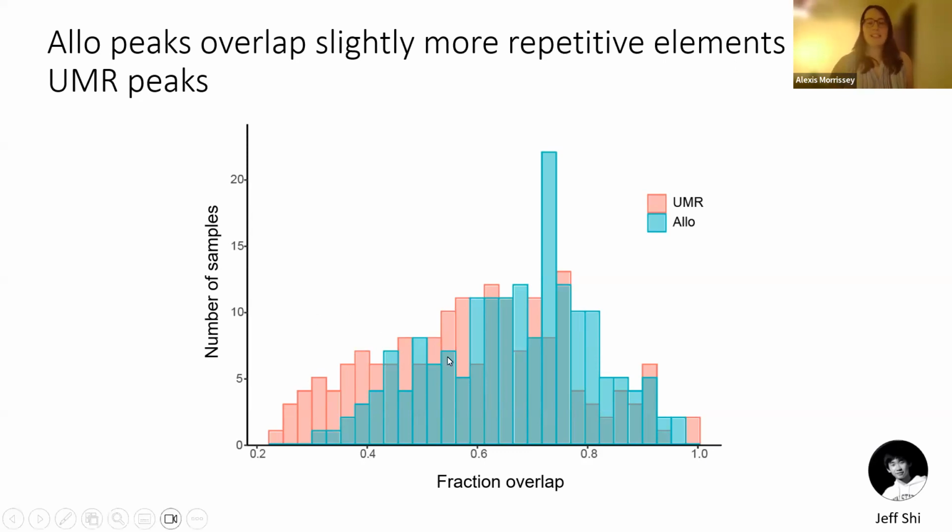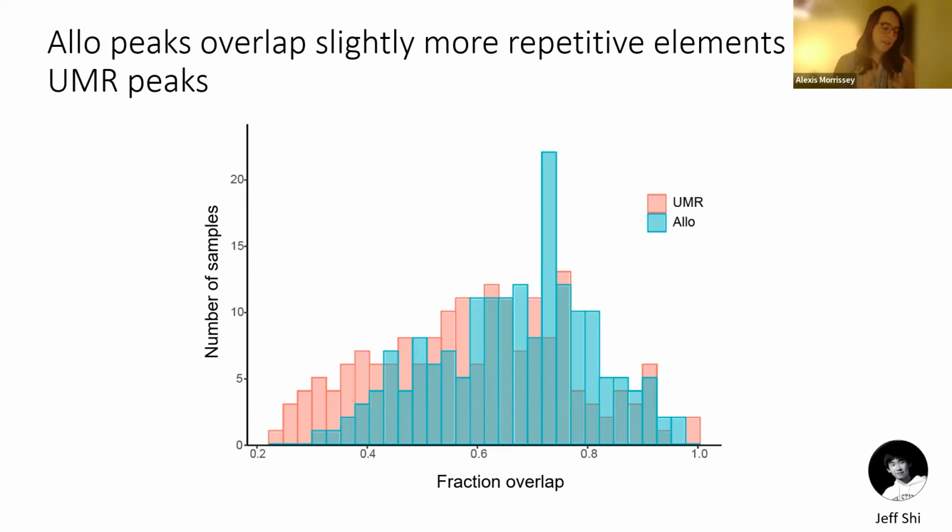Another thing to note is these are very high fraction overlaps. The reason this happens is because we used RepeatMasker annotations, and RepeatMasker is quite liberal in its annotations of repetitive elements. So it isn't surprising that a lot of uniquely mapped peaks are also overlapping. But like I said, we did expect the shift to be greater.